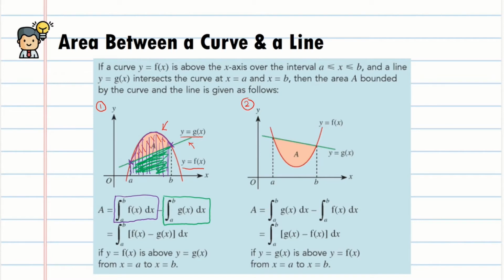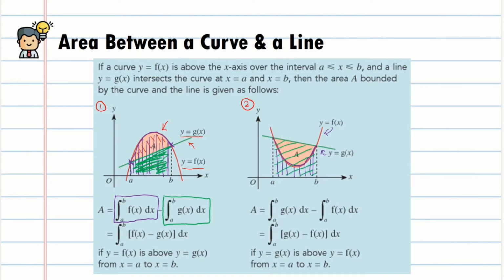So with this idea in mind, let's move on to look at case number 2. In case number 2, we have this equation of the curve y equals f(x), as well as the equation of the line y equals g(x). We want to find out the area of the region A. So the area under the curve from a to b will be this part that I'm shading here, while the area under the line towards the x-axis is this part that I'm shading here.